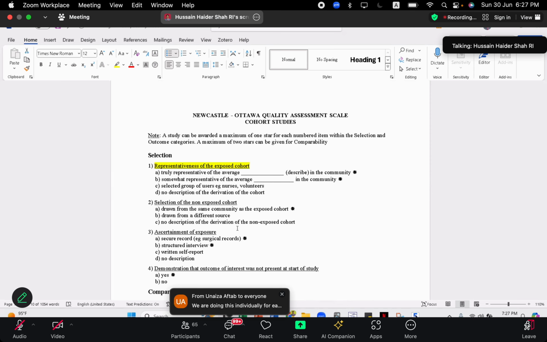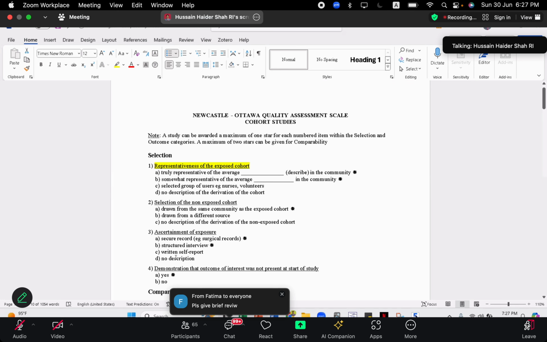Okay. We are doing this individually for each study. Yes, whenever we do it individually for each study, it will take some time, but again, it is an important step. The fourth question is demonstration that the outcome of interest was not present at the start. Okay, I'll explain it again.